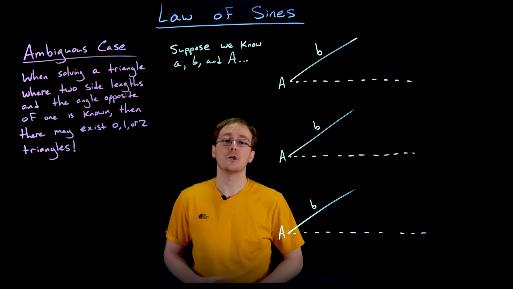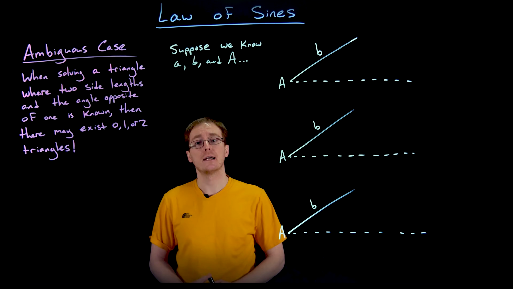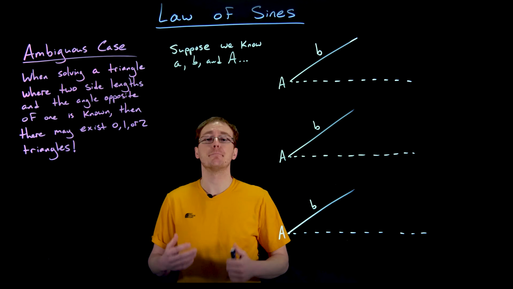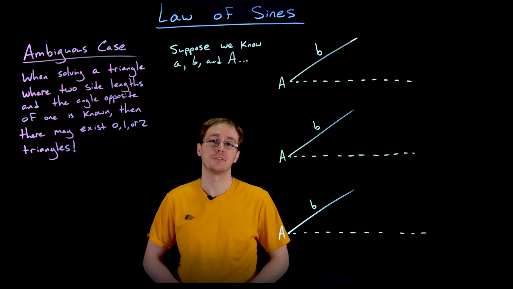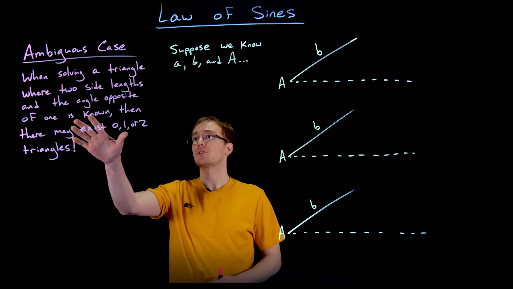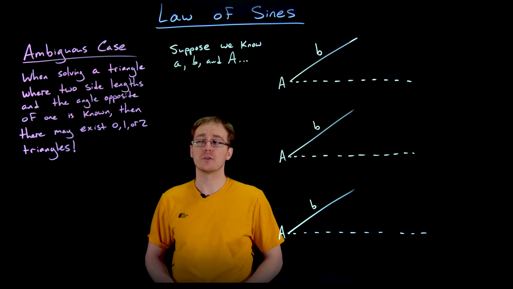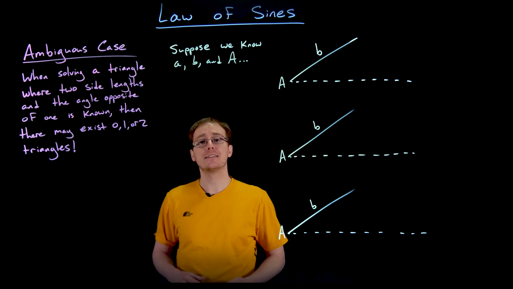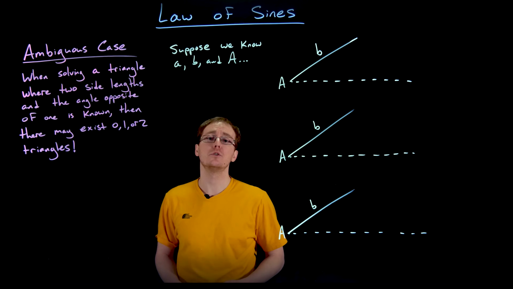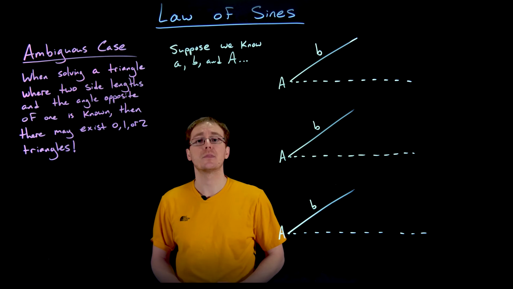Hello everyone, in this video I want to talk a bit more about the law of sines, and in particular what we call the ambiguous case involving the law of sines. When we're solving a triangle where two side lengths and the angle opposite one of those side lengths are known, there may exist 0, 1, or 2 triangles that can be constructed with that information.